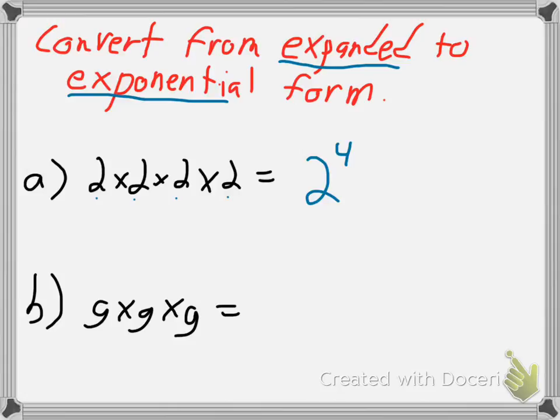power of 4. Okay, if I look at letter B, I have g times g times g. So if I want to take this from expanded form to exponential form, I'm going to be looking for my base, and I can see that my base is g, because g is what's being multiplied by itself however many times. And now for my exponent, I'm going to see how many times it's being multiplied together. Well, 1, 2, 3. It's being multiplied together 3 times. So I have g to the power of 3, or g to the 3rd power, or if it's the case of a 3, I could say I have g cubed.